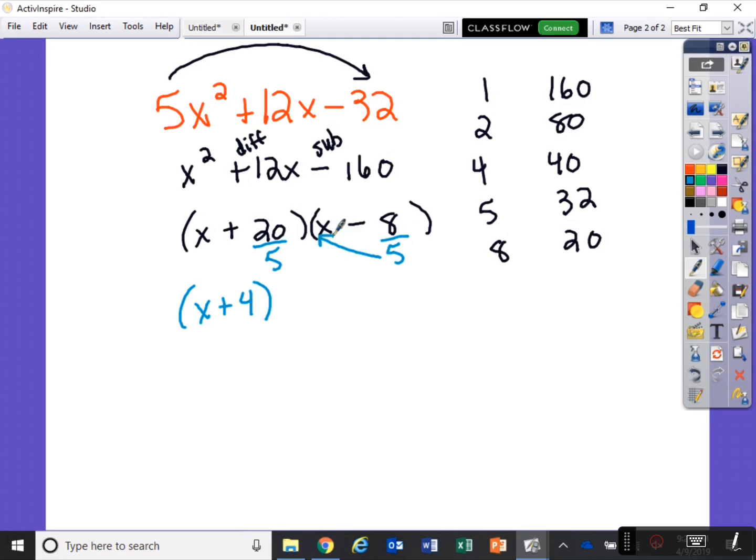Again, this is another one of those things, mathematically, it should not work. But it does. So we slide the 5 in front of the x, giving us 5x minus 8. And there's our answer.